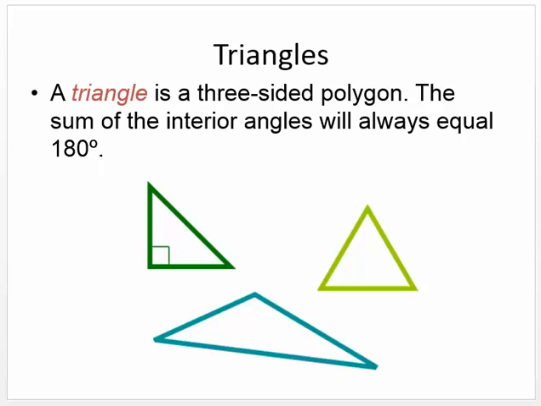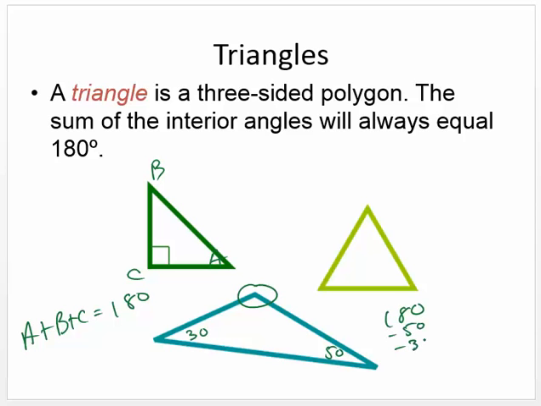So what that tells us is that if we take the three angles here, I'm going to say A, B, and C, and add them up, A plus B plus C is going to equal 180 degrees. So if this one's 30 and this one over here is, let's say, 50, then we know that the third one has to be 180 minus 50 minus 30, which gives us 100 degrees.